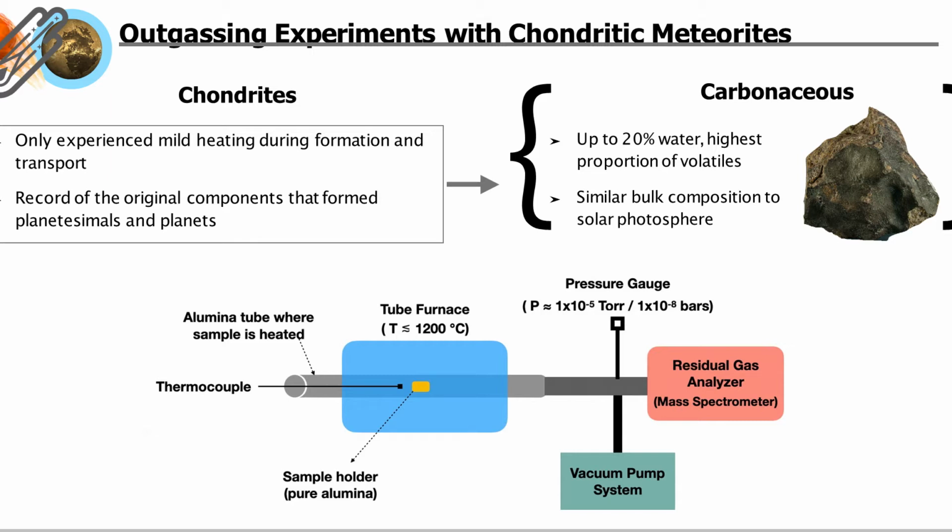On the lower part of this slide is a schematic of our experimental setup to perform these outgassing experiments. We have a furnace that's connected to a residual gas analyzer, which is a type of mass spectrometer particularly sensitive to trace amounts of gas. And it reads the partial pressures from various gases identified by their mass numbers as a function of temperature to which the sample is heated.